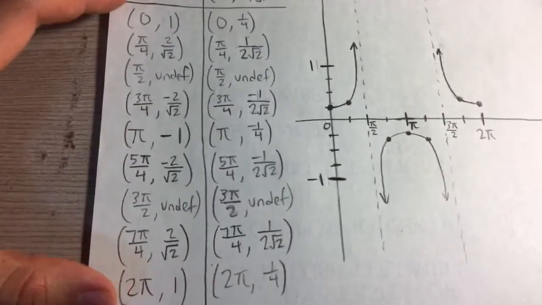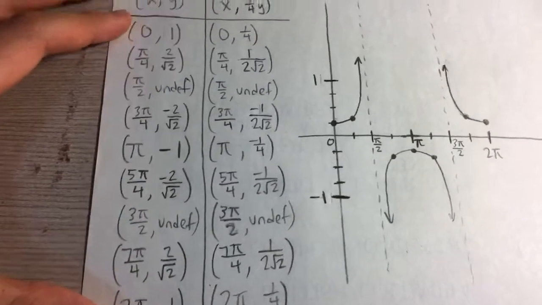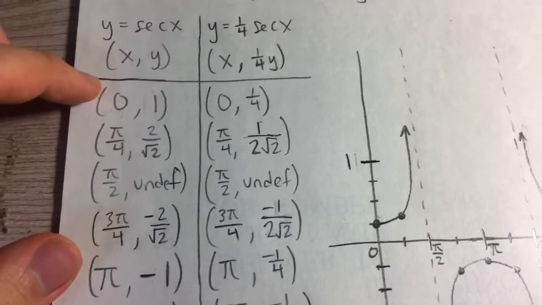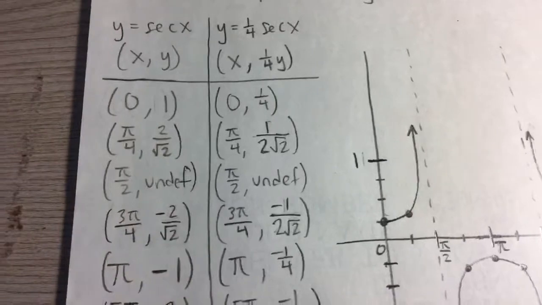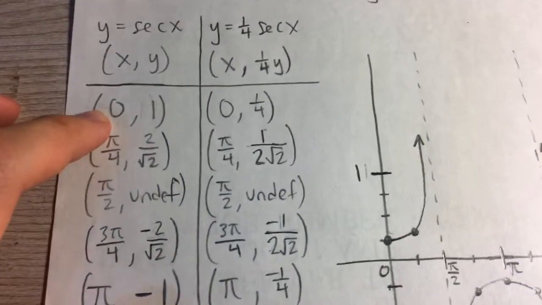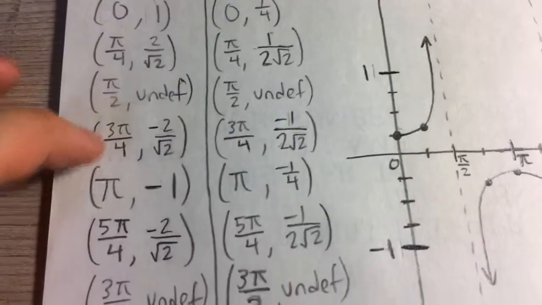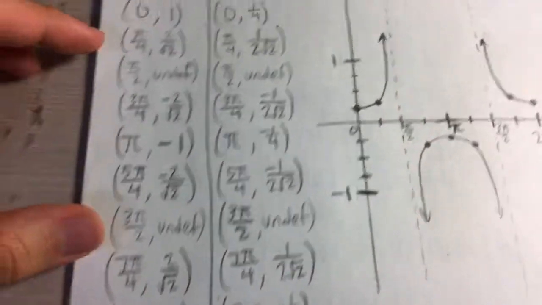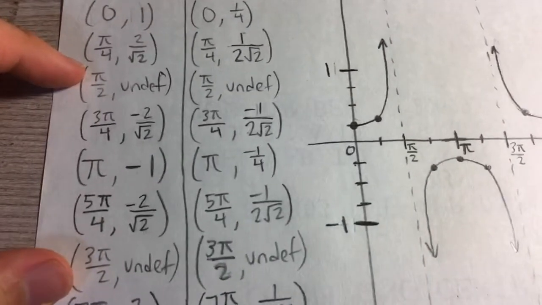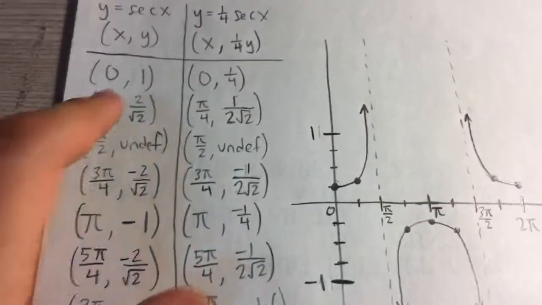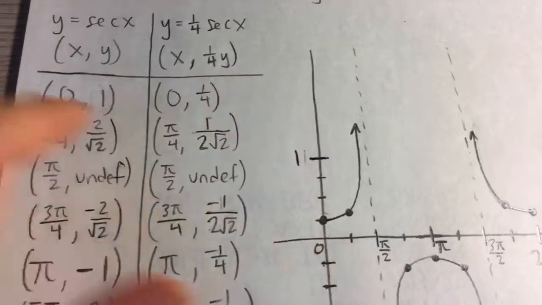And so I got the points from 0 to 2 pi of secant x. Basically, remember, secant x is 1 over cosine x, so you just find what's 1 over cosine 0, 1 over cosine pi over 4, 1 over cosine pi over 2, etc. You can see we have asymptotes at pi over 2 and 3 pi over 2. And then I just divided all the y-coordinates by 4.